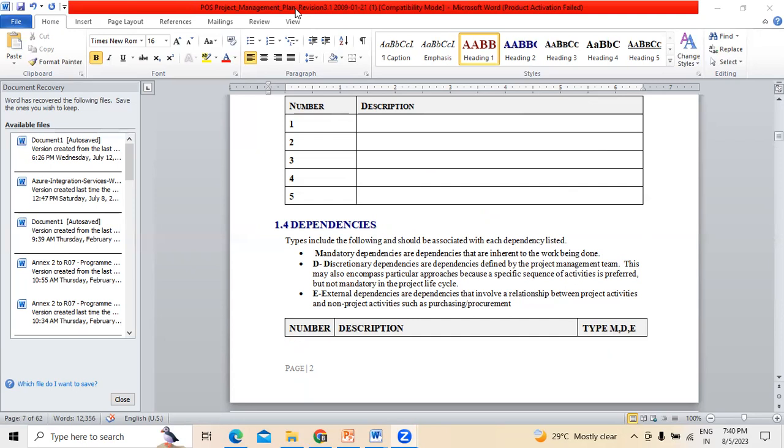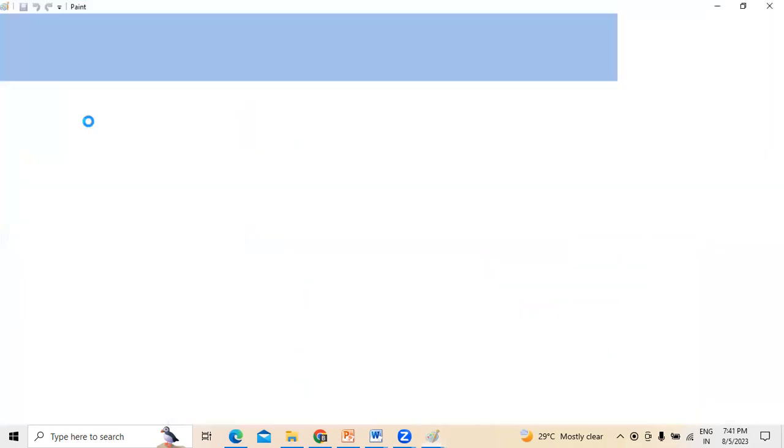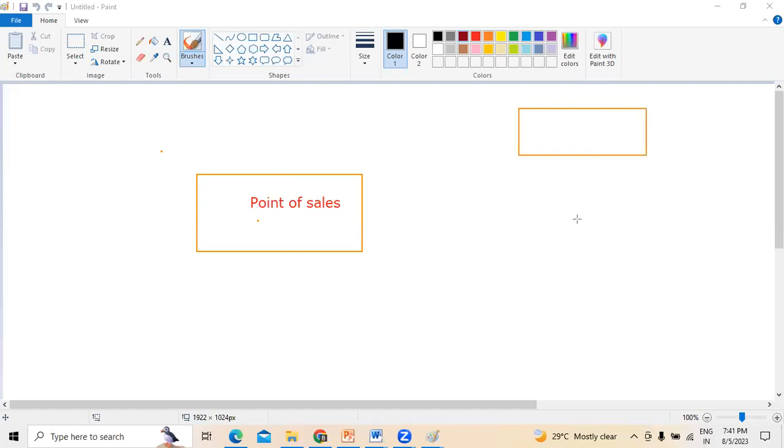I will draw something and show you. Let's say here is a point of sale system. The point of sale system will be used for billing purposes. Now, from where are you accessing the point of sale system data? Because the point of sale system itself doesn't have any data. You are accessing it from an inventory management system.